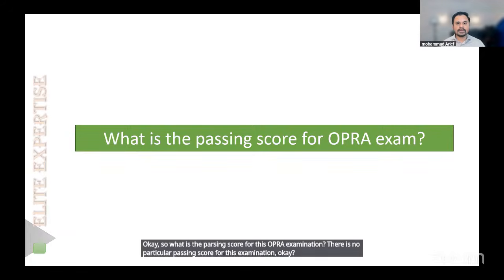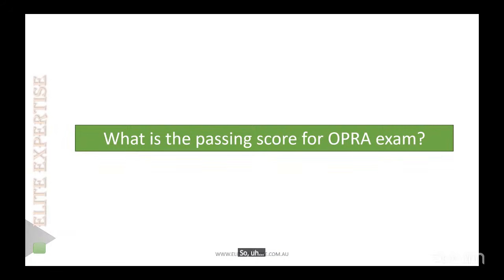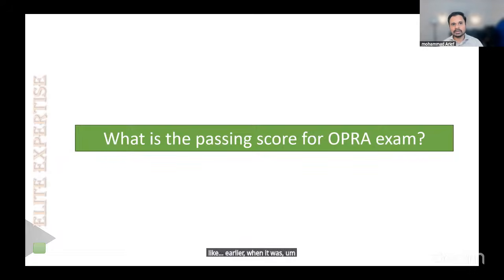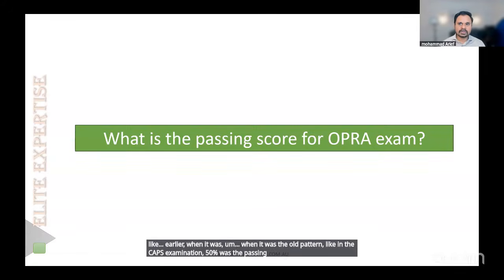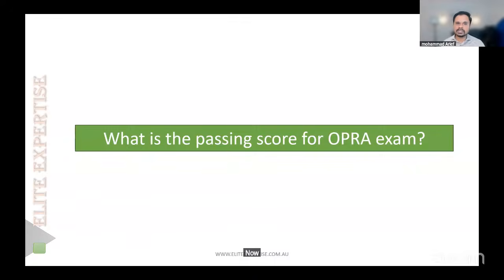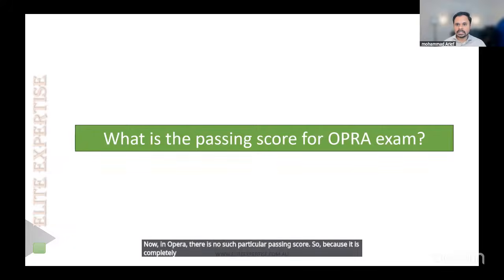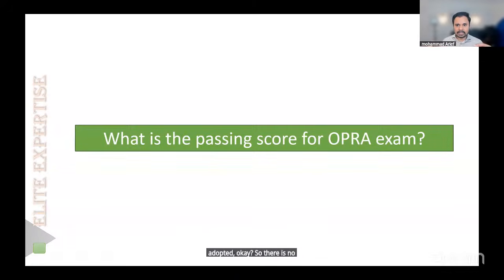Earlier, in the old pattern, like in the KAPS examination, 50% was the passing score. If someone scored 50% in their KAPS exam, they used to clear it. But now in OPRA, there is no such particular passing score, because it is completely dependent on the Rasch methodology, where a scaled scoring system is adopted. So there is no particular percentage.